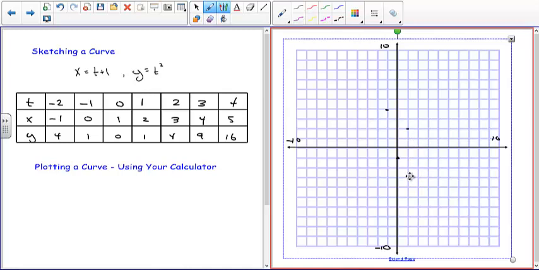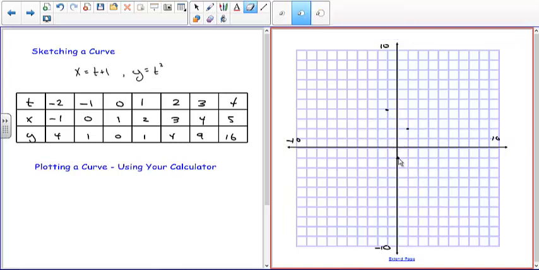Wait a second. Did I do something wrong? I don't think so. Okay, let's go back here. Let me make sure I've done this right. -1, 4, 0, 1. I don't know why I went to -1. So 0, 1 right there. Yeah, I was looking at the wrong stuff here. Let me try it again.